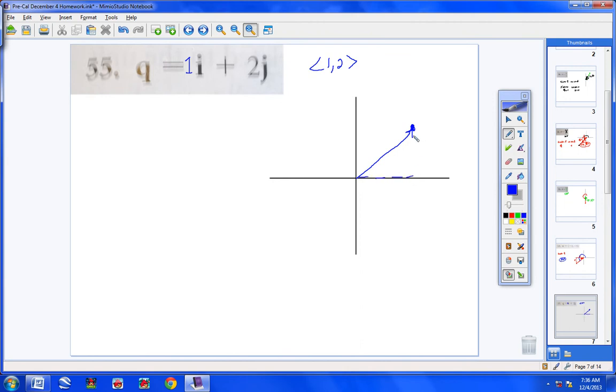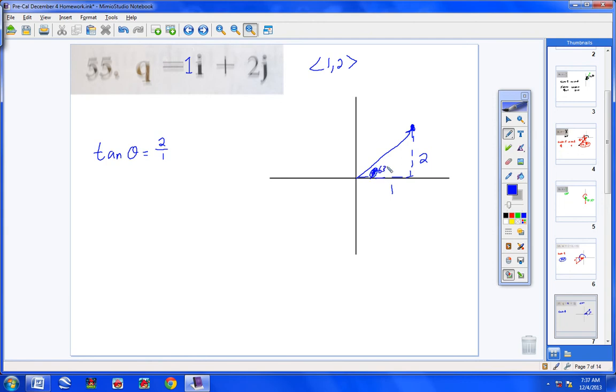Draw my triangle over, draw my triangle down. I went over 1, I go up 2, and all that I want to do is find my angle here. So that means tangent of theta equals opposite over adjacent, 2 over 1. We're looking for an angle, so inverse tangent of 2 would give you 63.4 or just 63 degrees.